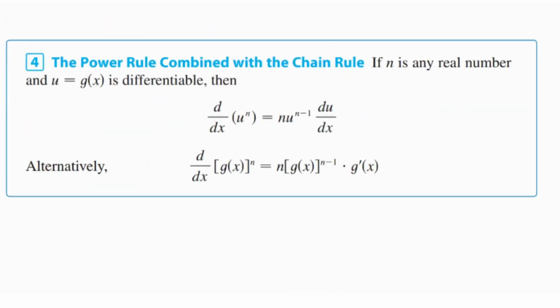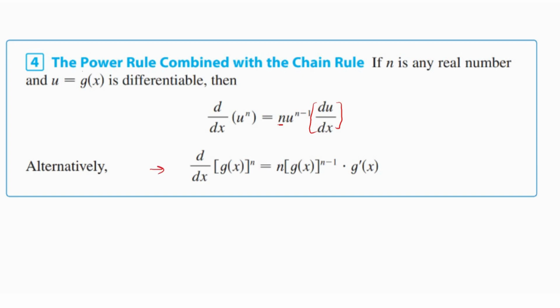Let's have a look at this concept, the power rule combined with the chain rule. So if n is any real number and u is g of x, differentiable, then the derivative of u power n is going to be n times u power n minus 1 multiplied by the derivative of u with respect to x. So basically this is when we have the chain rule combined with the power rule. This is what we get.